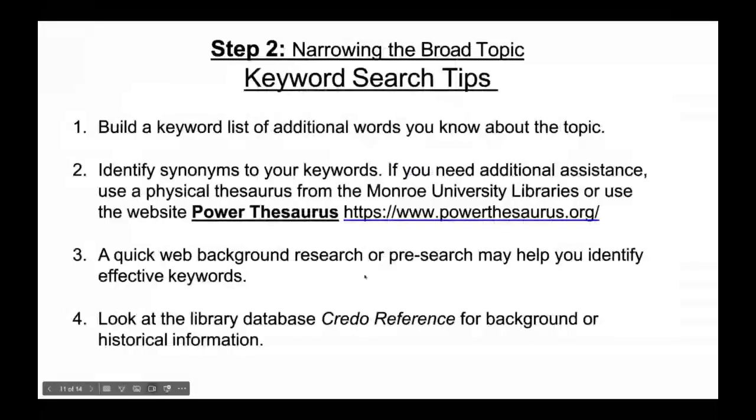Also, do a quick background search or pre-search that may help you identify effective keywords, because we know words change. So what was the original word or the original meaning of that? It's always good to find some background or historical context about your research topic to know where it is presently, how it got there, what it has transformed to be. So always do a quick background search in regards to that.